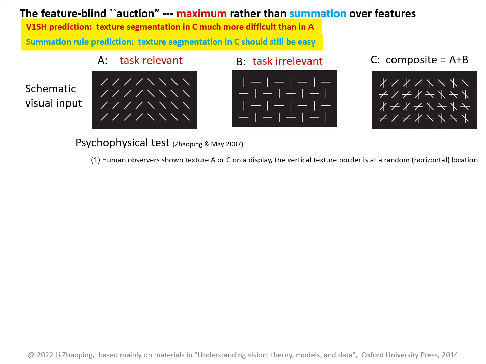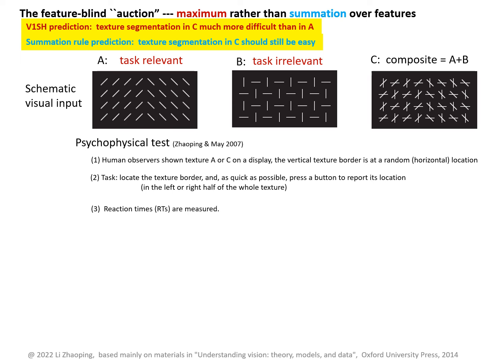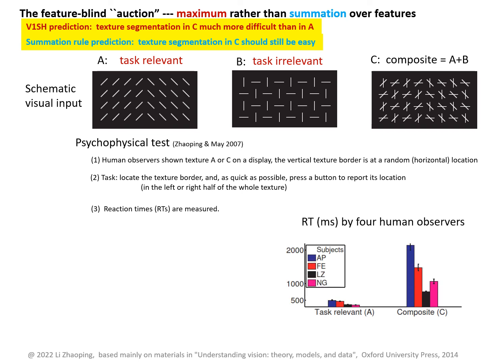We show the texture pattern A or the composite texture pattern C to observers, and they have to locate the texture border and, as quickly as possible, press a button to report where the border is. So if the border is salient that attracts their attention, they can do this task quite quickly. We look at their reaction time, RT, to report the border location. And these are the RT data from 4 observers. When observers see the simpler pattern A, their reaction time is typically half a second or shorter. The task is very easy because the texture border is very salient.